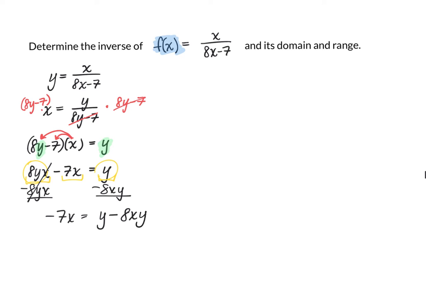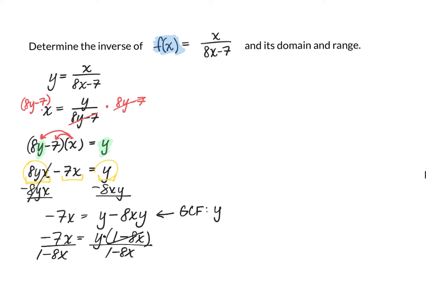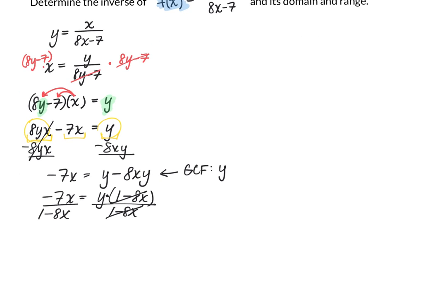Now on the right-hand side, we have 2 terms, and there is a greatest common factor in those 2 terms. Both contain a y, so this is where we want to factor out the y. And by factoring out the y, we'll be left with y times the quantity 1 minus 8x. And because we have multiplication, this is what will allow us to now finally divide by 1 minus 8x, thereby isolating y completely. So we'll have y is equal to negative 7x divided by 1 minus 8x.